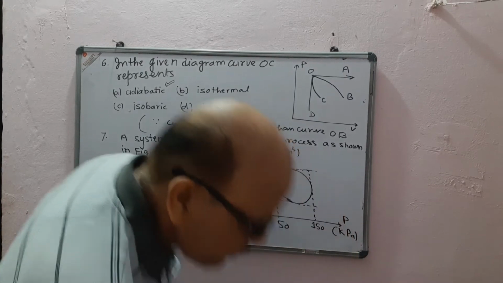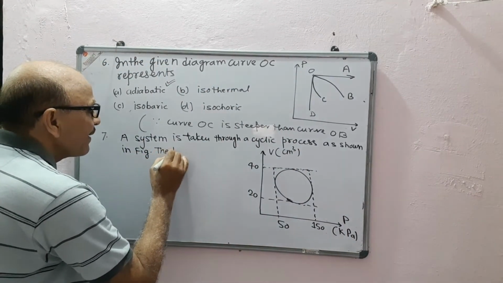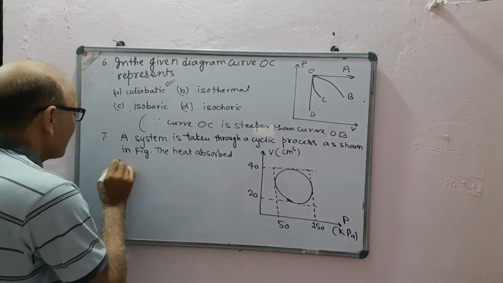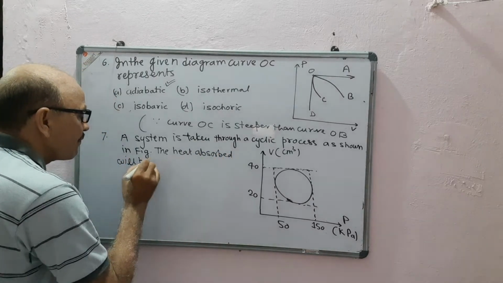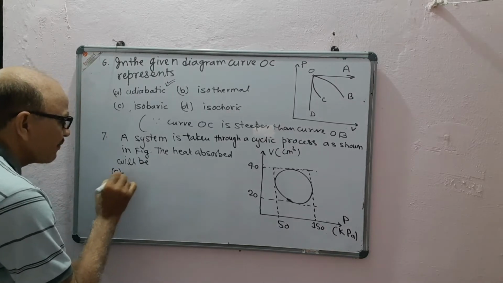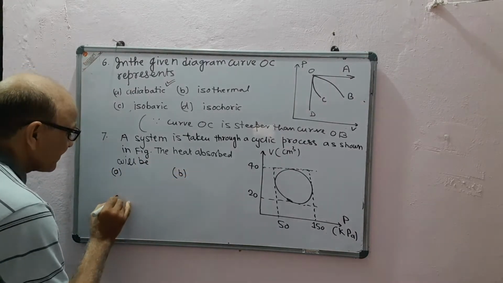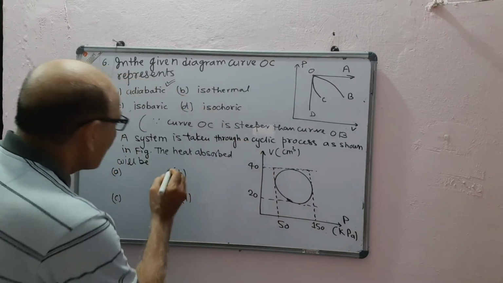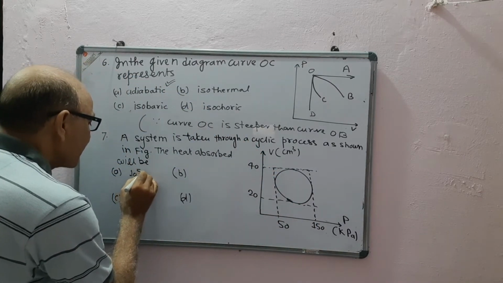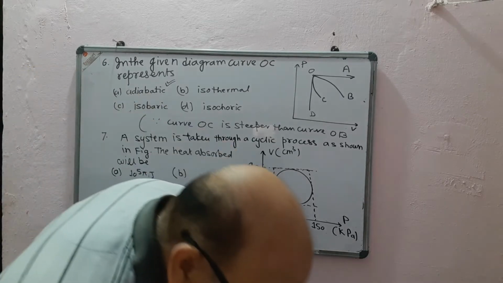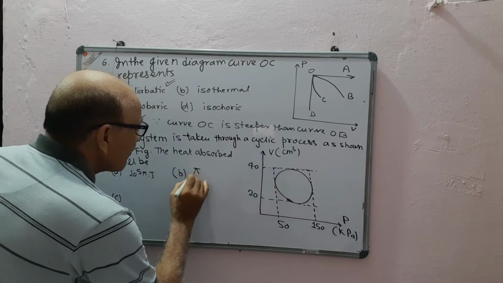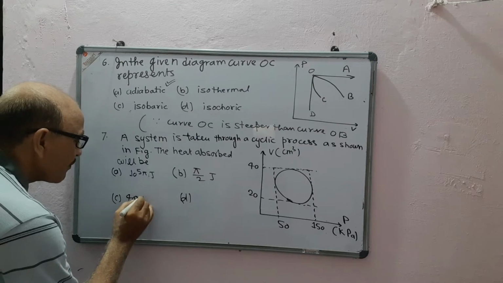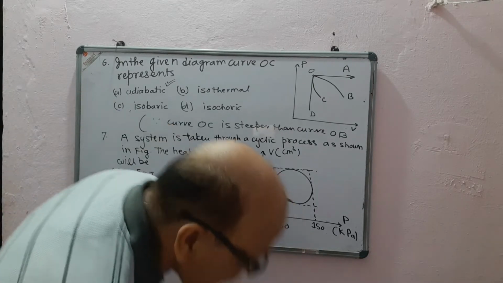The heat absorbed will be... The answers are A, B, C, D: 10 to the power 5 pi joule, 5 pi joule, pi by 2 joule, 400 pi joule, and pi joule.